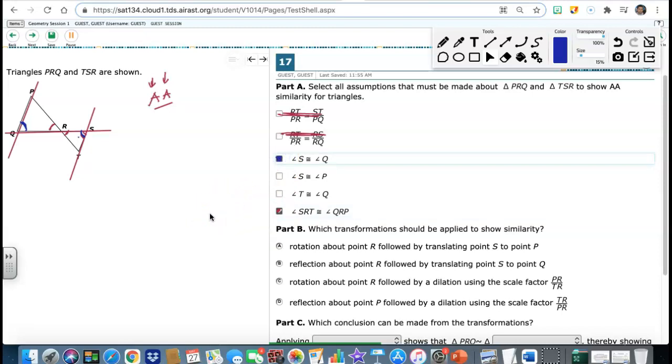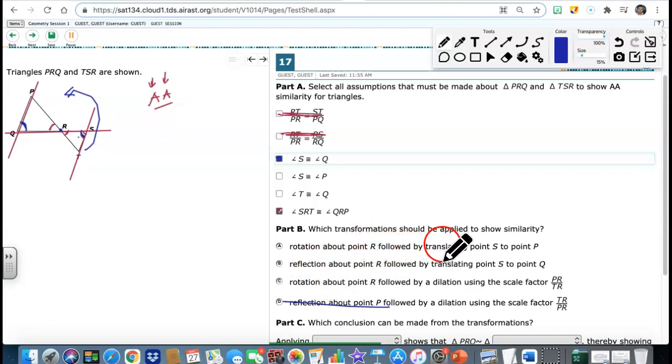Which transformation should be applied to show similarity? Okay, and you see there's a rotation, reflection. If there's going to be a rotation, it has to be around point R. Because what I'm saying is that the little triangle, I'm going to rotate it and then make it bigger so it coincides with the big triangle. So it's going to be rotated around R. Reflection, no. There's no symmetry on both sides, so I cannot have a reflection on this side. It has to be rotation R, okay, good.